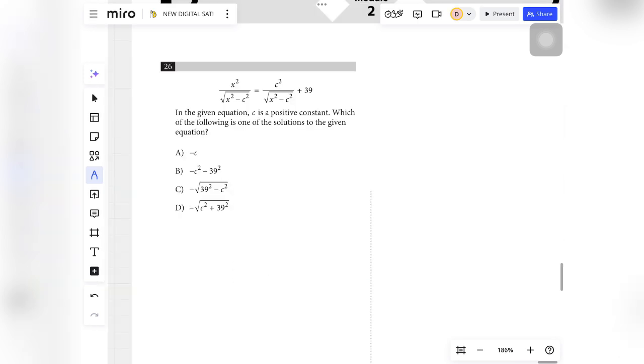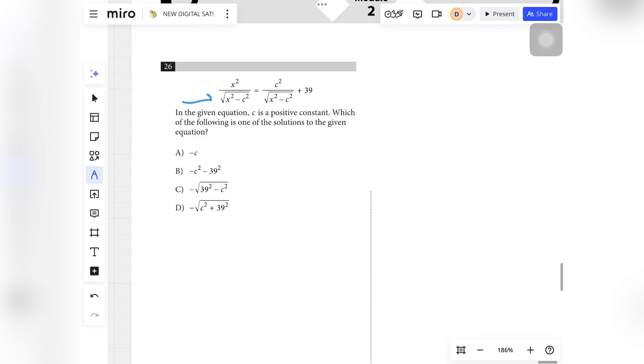Question number 26. In the given equation, c is a positive constant. Which of the following is one of the solutions to the given equation? Now, this is a constants question, which I usually hate. And I hate it pretty here too. It's a hard question. How am I going to even contemplate solving this question?